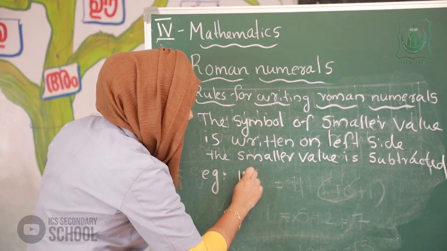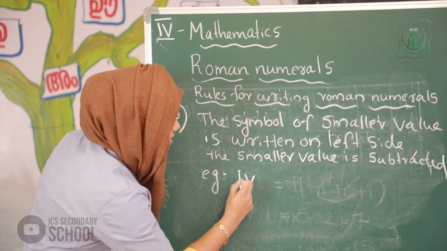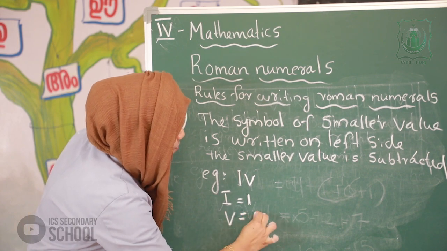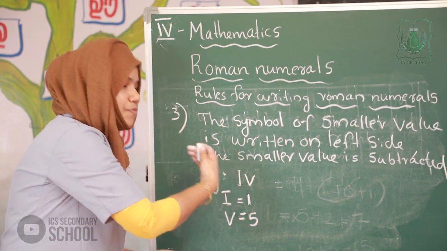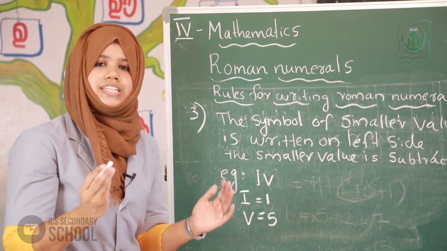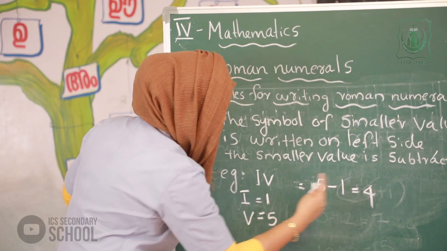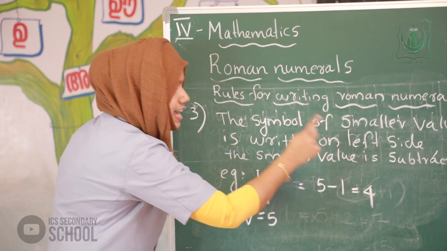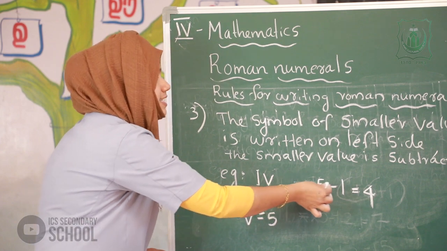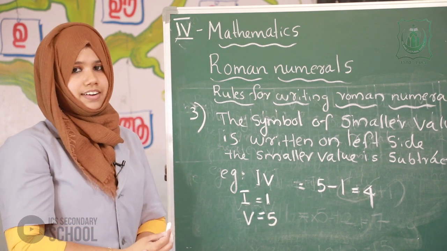This is I and V. Is it added or subtracted? How to understand? I means 1. V means 5. So, the smaller value is on the left side, so it is subtracted. 5 minus 1 is equal to 4, and this Roman numeral represents 4. You got the idea? If the smaller value is on the left side, it is subtracted. If the smaller value is on the right side, it is added.